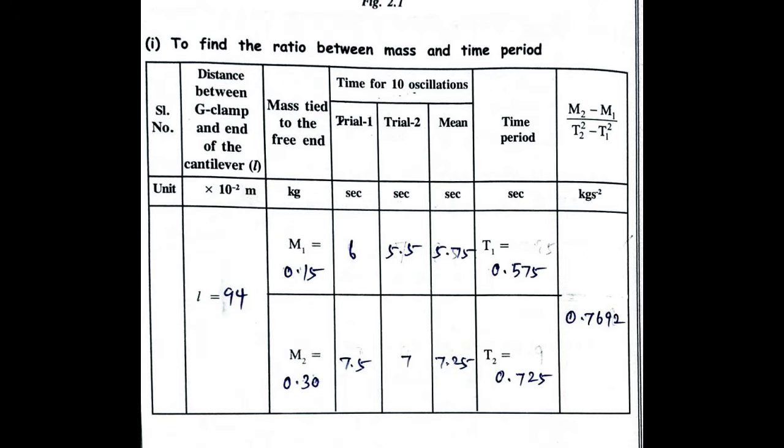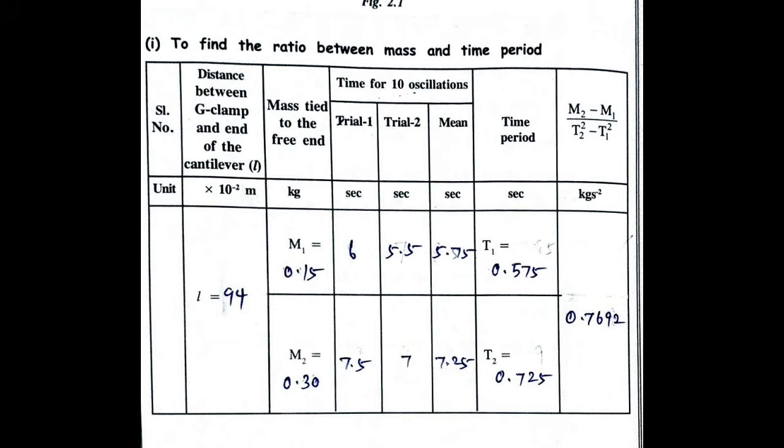Then, for mass M2, we add another 150 grams. The total mass is 300 grams, so 0.30 kg. Trial 1 and trial 2 for 10 oscillations, and we get the mean values. Finally, we got the time for one oscillation, T2, as 0.725 seconds. So these values are tabulated for the calculation.